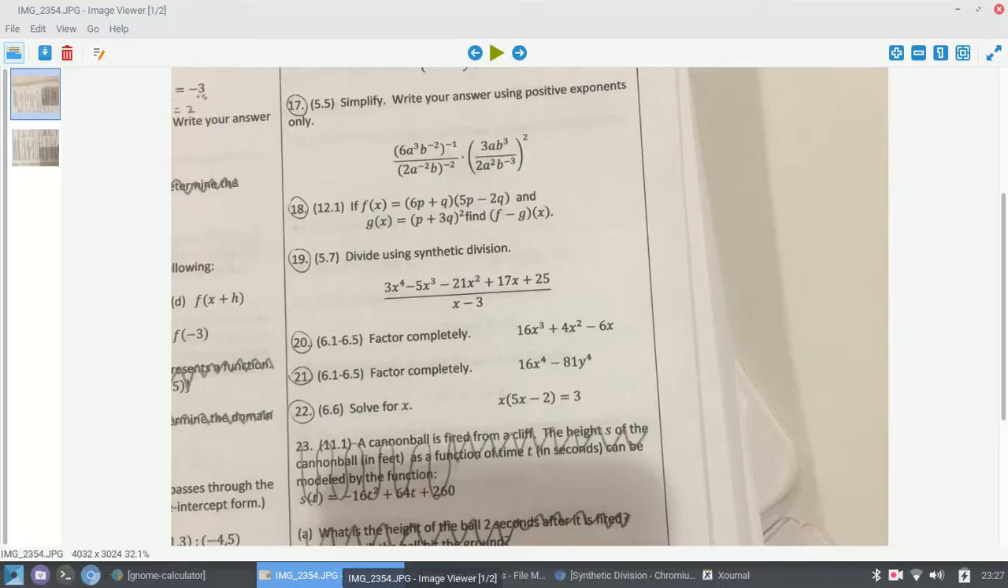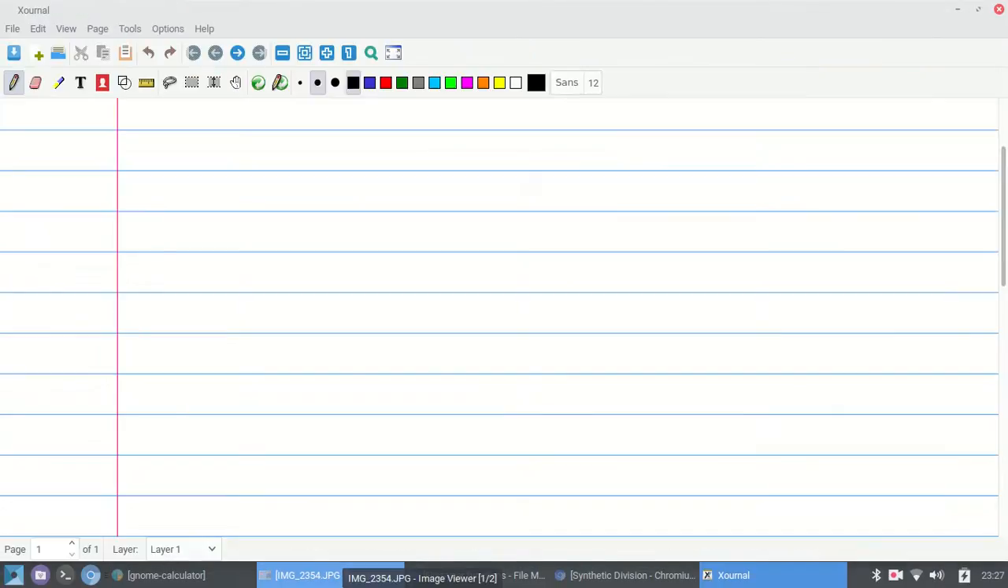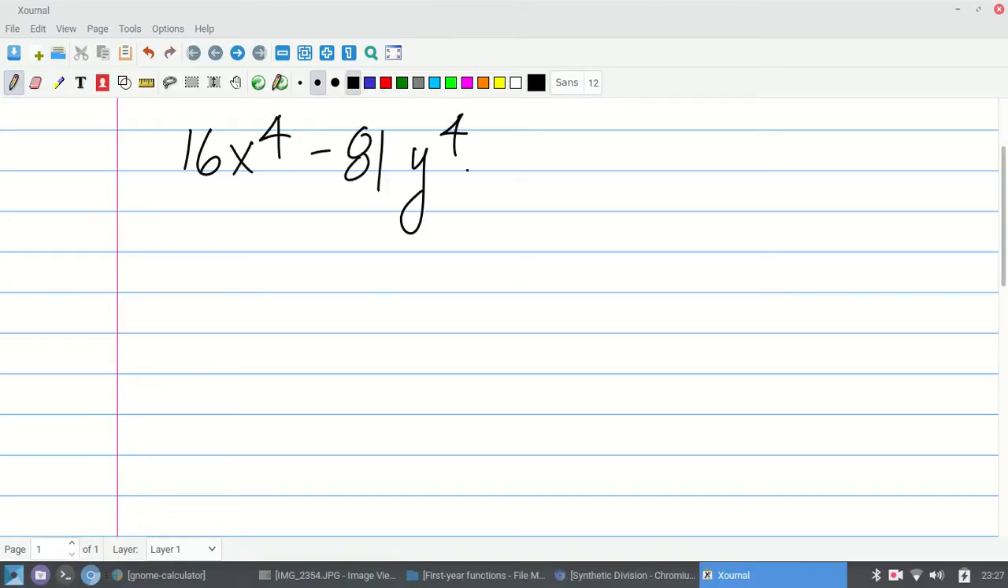Factor completely. 16x to the 4 minus 81y to the 4. Now, this is a difference of squares. Okay, so you've got the difference of squares formula, which is a squared minus b squared equals a minus b times a plus b. Okay.